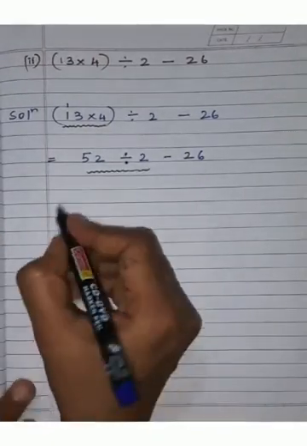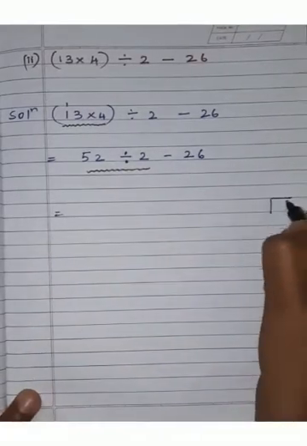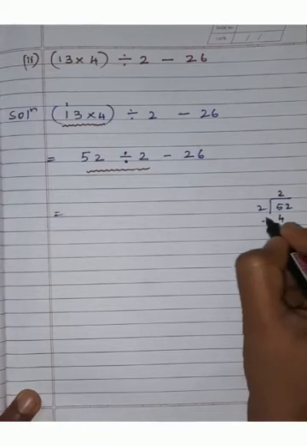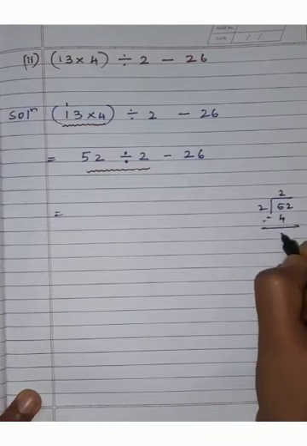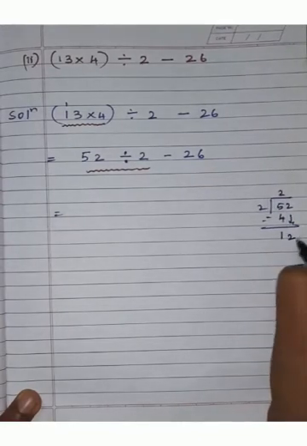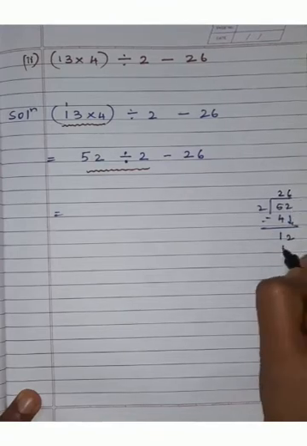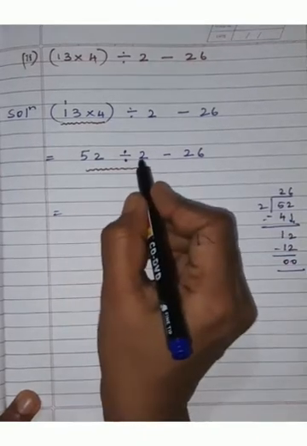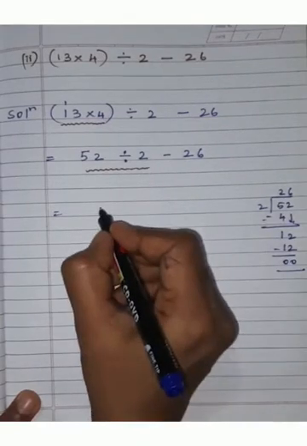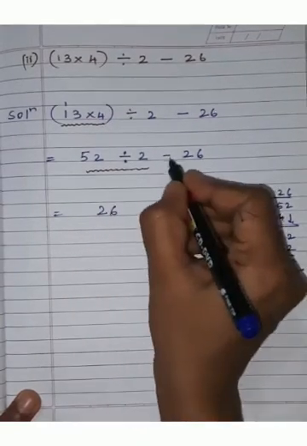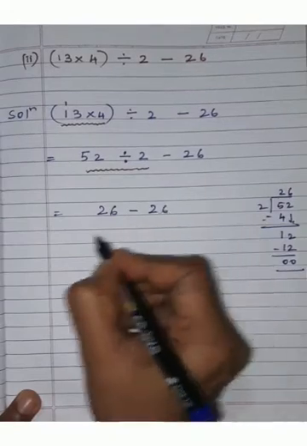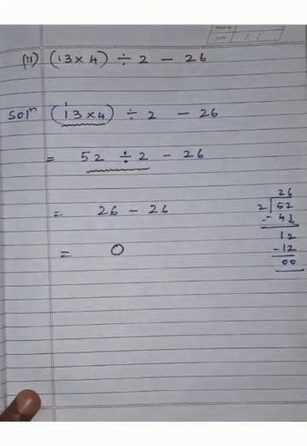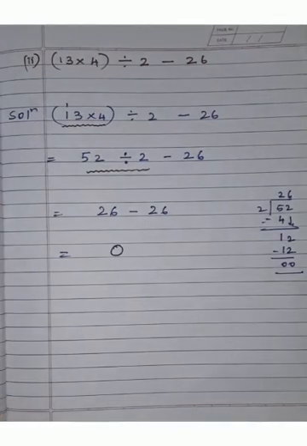Okay, now when we divide 52 by 2, 2 twos are 4, 5 minus 4 is 1, bring this 2 here, now we are getting 12 here, 2 6s are 12. So when we subtract, we get here 0. So after dividing 52 by 2, we get here 26. Then we have here minus 26. So 26 minus 26 is, children, 0. So our final answer is 0.